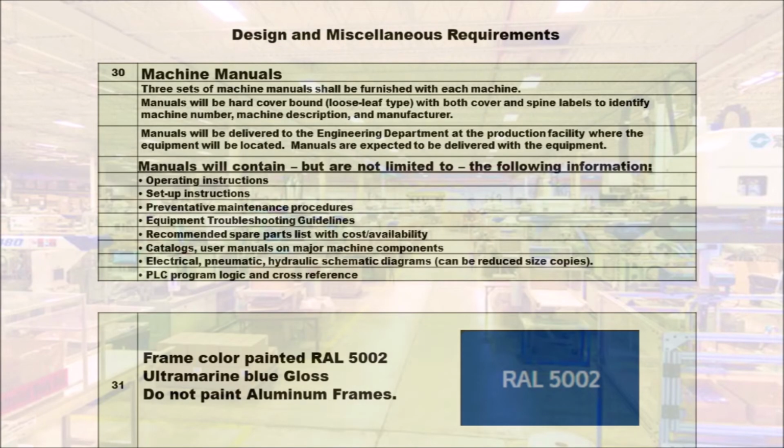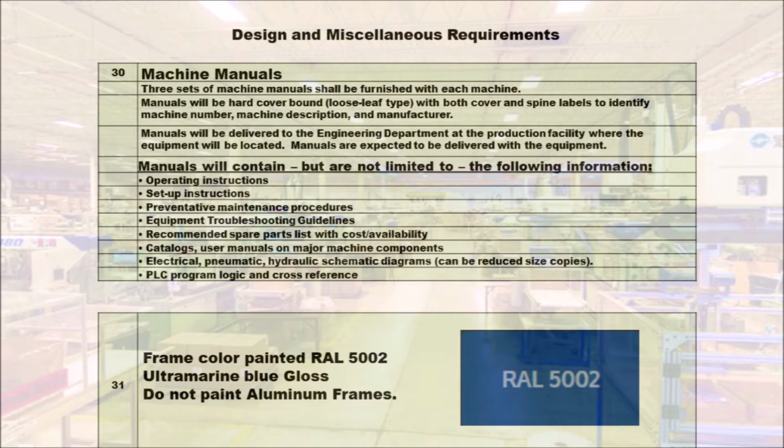30 machine manuals. 3 sets of machine manuals shall be furnished with each machine. Manuals will be hardcover bound, loose leaf type, with both cover and spine labels to identify machine number, machine description, and manufacturer. Manuals will be delivered to the engineering department at the production facility where the equipment will be located. Manuals are expected to be delivered with the equipment.